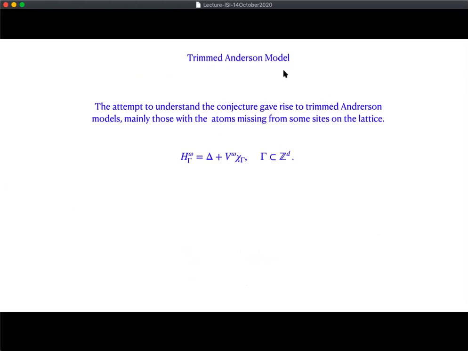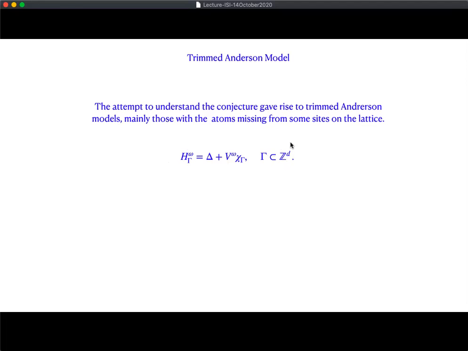So what we looked at was what is called a trimmed Anderson model. The attempt is to understand this conjecture coming from the Anderson model. For the trimmed Anderson model, you assume that there are some atoms missing at some sites. So you have this lattice of atoms, assume that some sites are missing, some atoms have disappeared. Then you will have a subset gamma of Z^d where the potential is present, and in the complement of gamma, there is no potential.